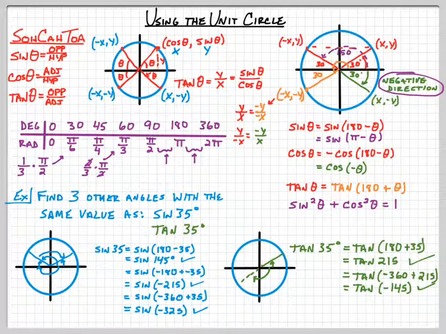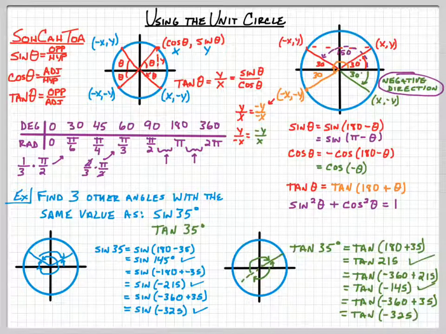So then the only other thing that we need to do is get back to the original line that we started with. So we'd have to go tangent of negative 360 plus the original 35 to get us back there. So negative 360 going all the way around the circle, but then going the right direction with our positive 35. And that gives us a negative 325. So that's our last angle there.